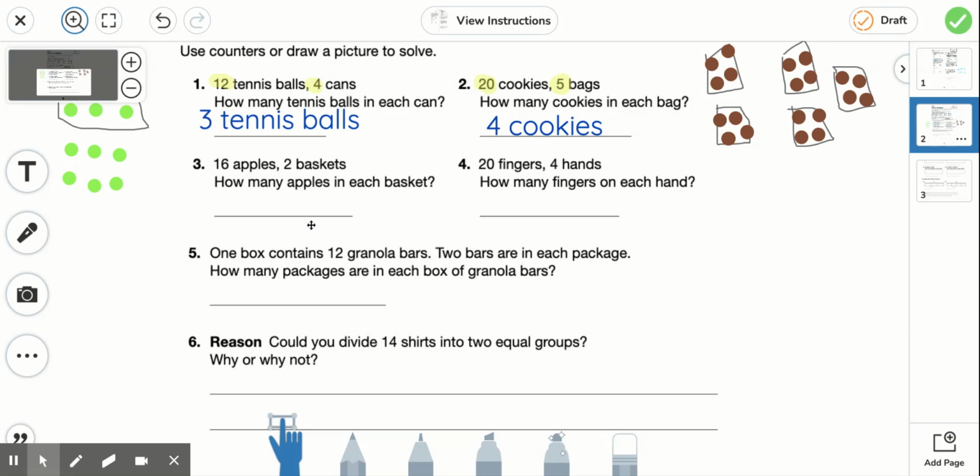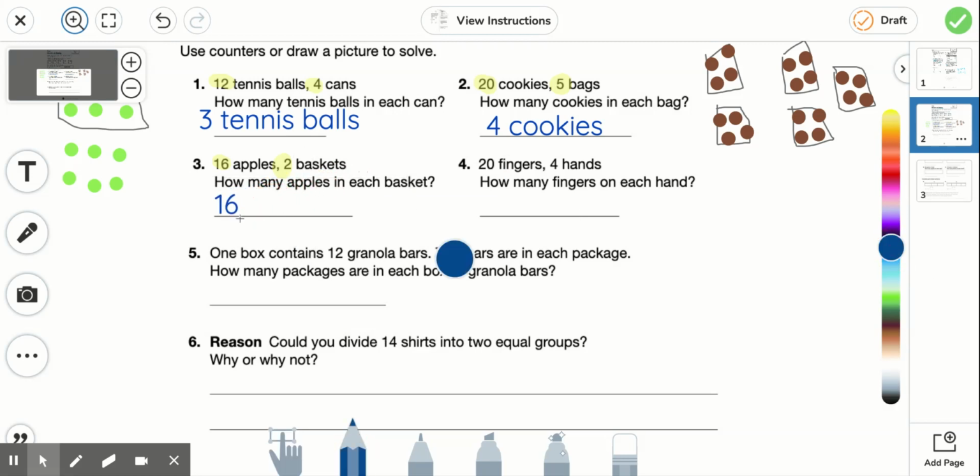All right, let's look at number 3. There's 16 apples, and I'm going to put them into 2 baskets. How many apples will be in each basket? So this is asking me 16 divided into, oh man, I don't have a division symbol on here, do I? Bummer, bro. Here, I'm going to draw one. So 16 divided into 2 baskets will equal how many apples in each basket?